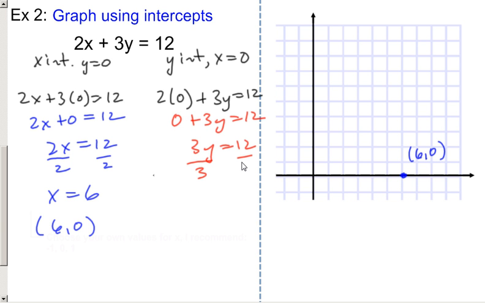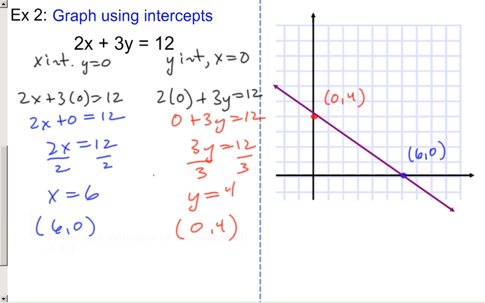Divide by 3. Get y equals 4. So that means this point is going to be at 0, as x equals 0, and then 4. So 0 is 1, 2, 3, 4. Okay, 0, 4. And now we can just draw a line between them.